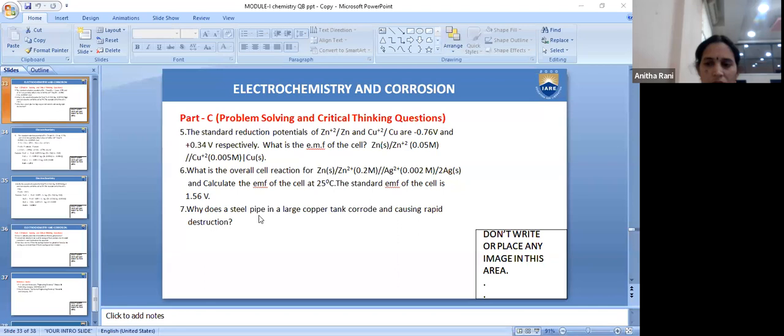There are 4 analytical questions in part C, module 1. Seventh question: why does a steel pipe in a large copper tank corrode, causing rapid destruction? This is a reasoning question. You have to write the reason. What will you write for this answer?